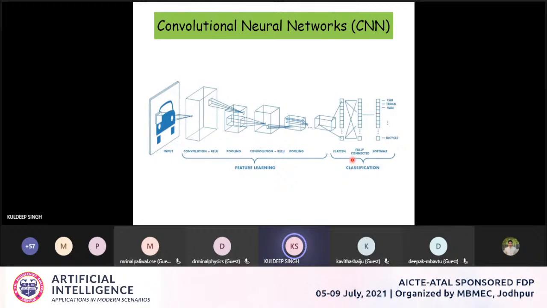And in the last, we have certain layers which perform the classification tasks. So softmax is a probabilistic classifier which assigns a particular class based on the score of that particular class.